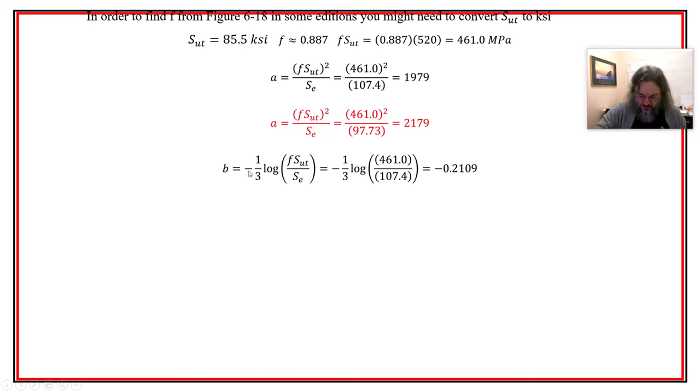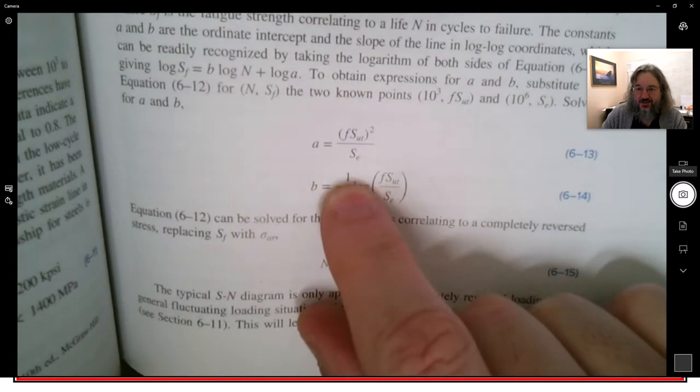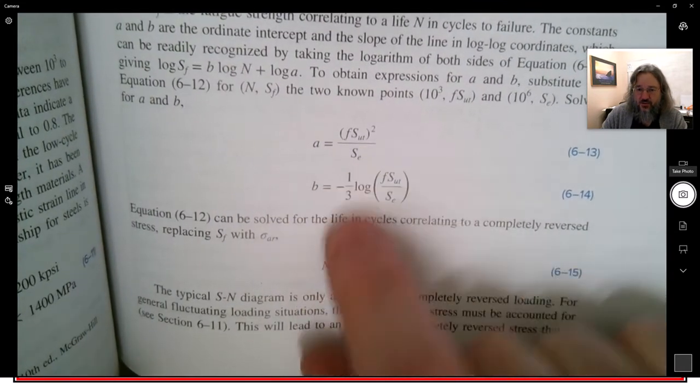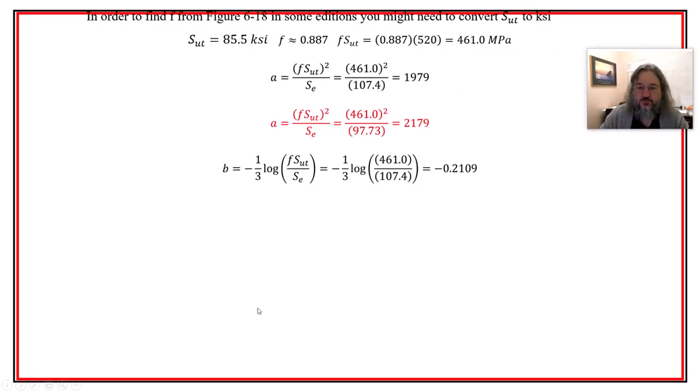And by the way, if we want those equations, where are those equations located? Let's make sure we have that here in your book. So here's your A, and here's your B that we're using. We're going to use it in this equation here in a second. So there's that exponent. And we notice it's going to be different because we have a different SE in here.